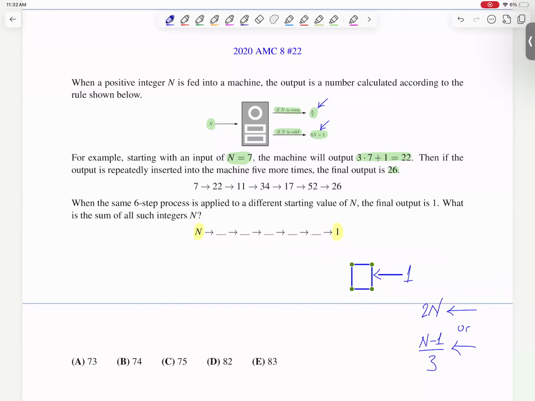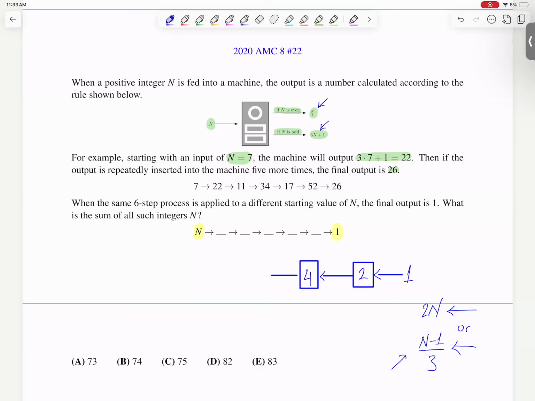So 1 times 2 is 2. We could try 1 minus 1 is 0, and 0 divided by 3 is 0, but 0 is not a positive integer. So the first reversing gives us 2. Now the second time we reverse it, multiplying by 2 is the default, which gives us 4. If we do 2 minus 1, which is 1, and then 1 divided by 3, that's not an integer. So we can't do this reversing.